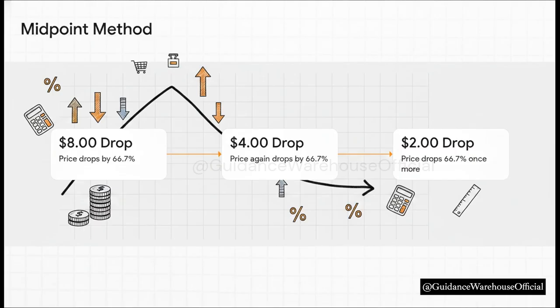But here is where you really need to pay close attention. Look at the absolute dollar amounts. The first drop to achieve a 66.7% change might be an $8 drop. But the very next time you drop the price by that same 66.7%, it's only a $4 drop. And then the next time, it's just a $2 drop.